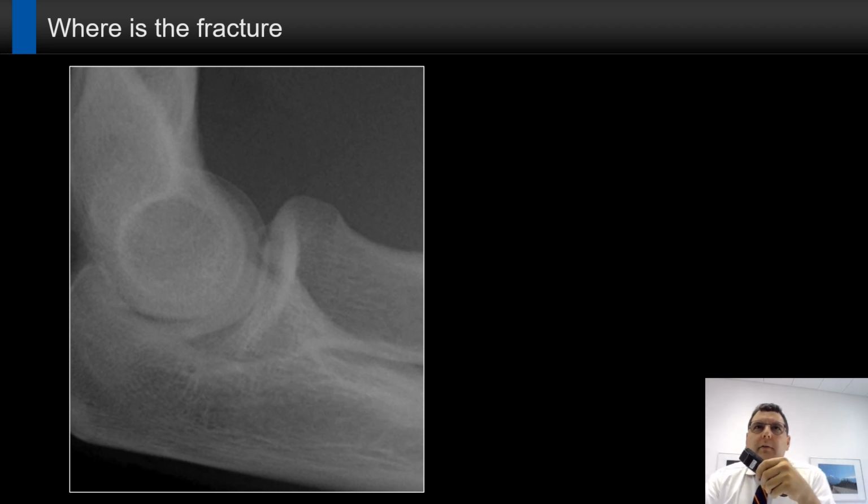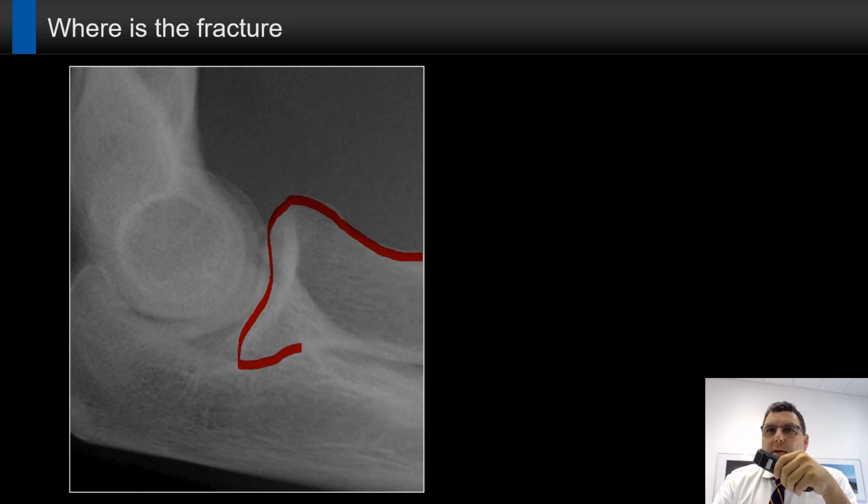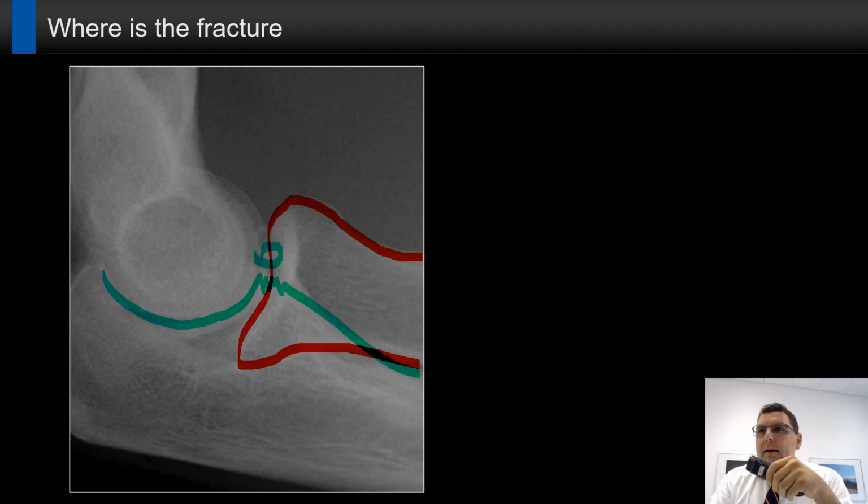This is another case. Where is the fracture? That's the question in this case. You can always outline the radial head, but this is again not a radial head fracture. We already had that, so you need to look for another fracture sign. Some of you may already know that there is another fracture which is usually a little bit hidden, and which can be found if you look very closely at the ulna.